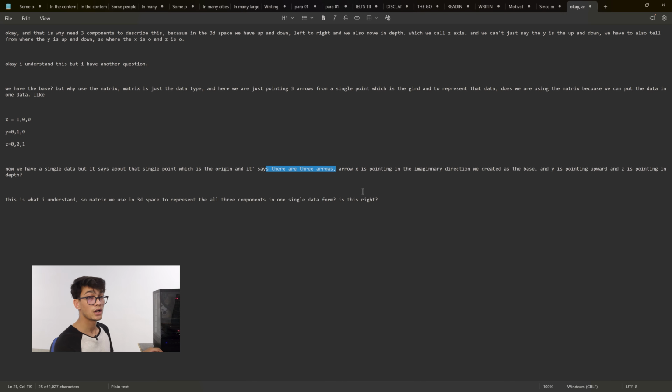Now we have a single piece of data, but it says about three arrows. This data type talks about three arrows which originate from this single point, and they are going in different directions. The arrow x is pointing in the imaginary direction we created as the base, y is pointing upward, and z is pointing in depth. This is what we understand about the world origin first.